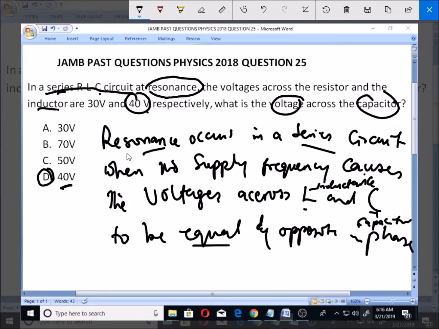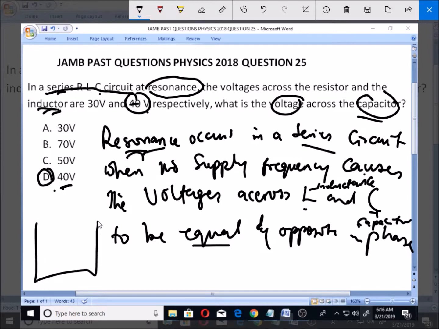So whenever there is this phenomenon called resonance, that means that the voltage across the capacitor and that across the inductor should be the same. They should be equal. So since the voltage on the inductor is 40, that of the capacitor is also 40. So that makes D the correct answer.